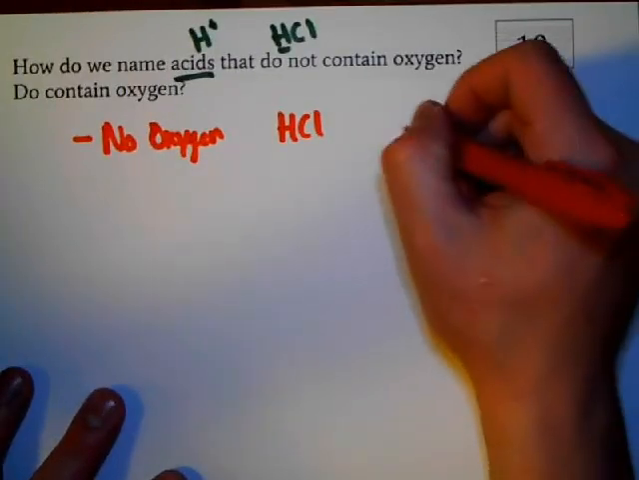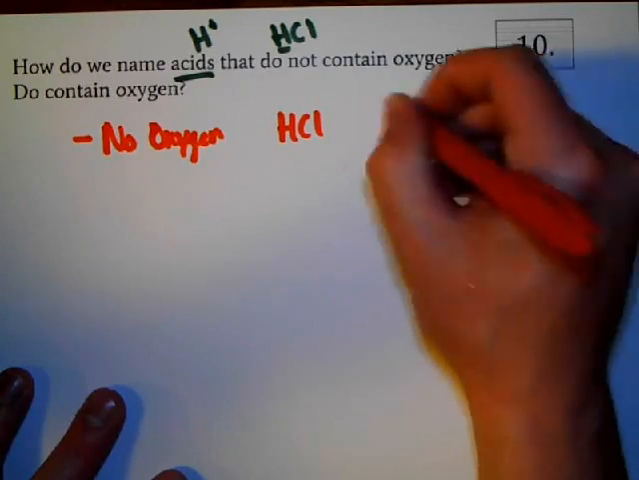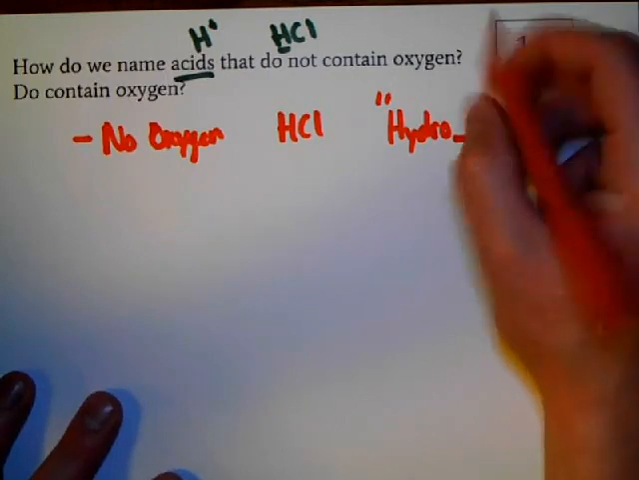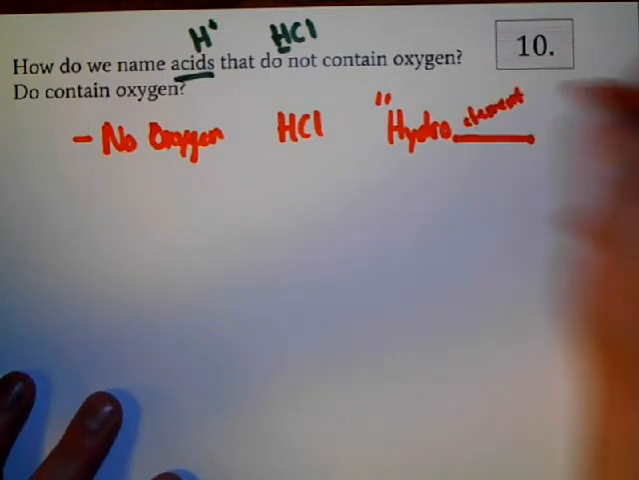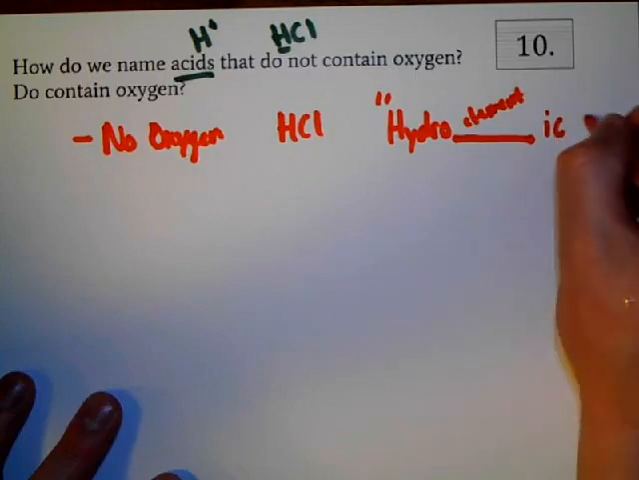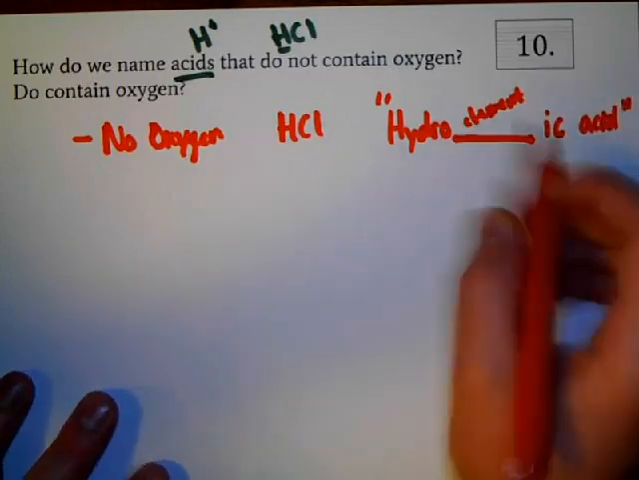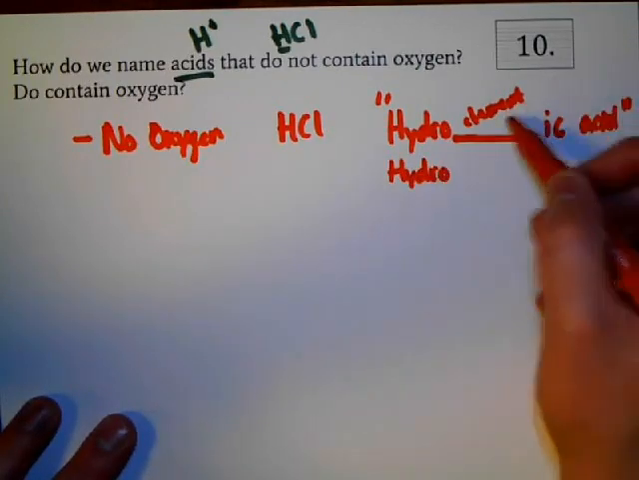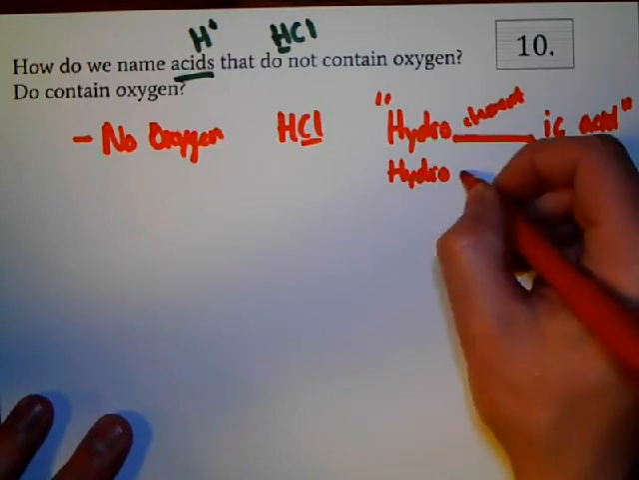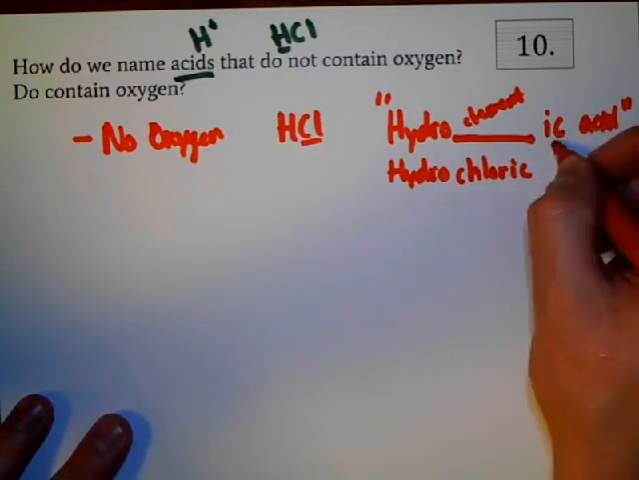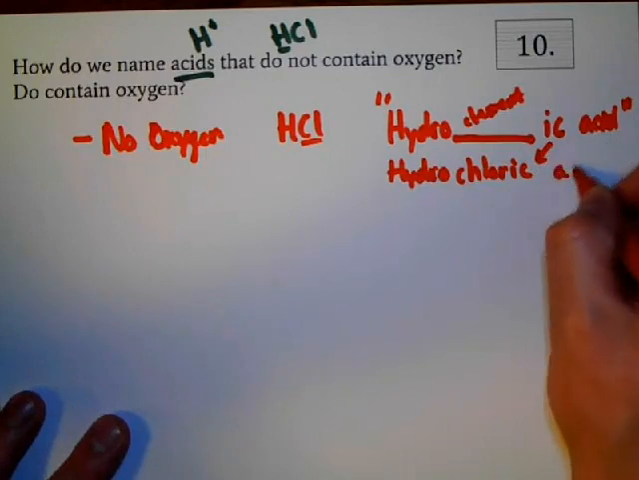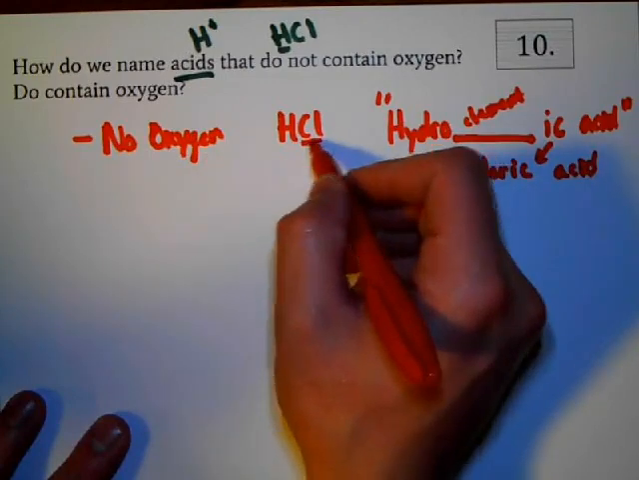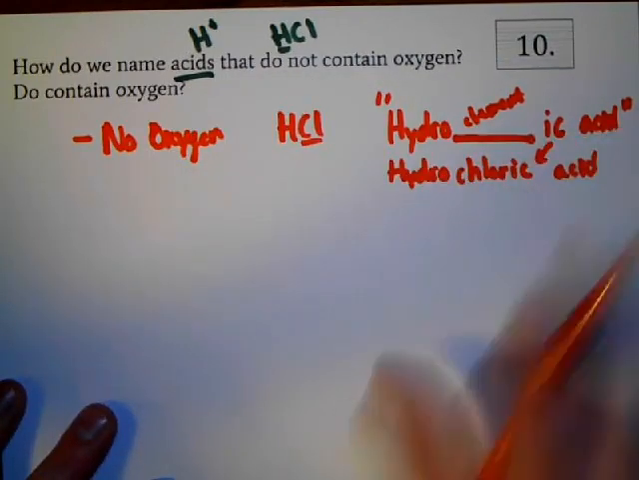What we're going to do is write the name "hydro" every single time. I'll put it in quotation marks so we see it. Hydro, blank, and you write the element here, and we add the ending IC, acid. So for HCl, what I would write is hydro, then I write the element that comes afterwards, chlorine, so I'd write chlor, add that IC at the end, acid. Hydrochloric acid. Again, this is if there's no oxygen in the formula at all. HCl, no oxygen, hydrochloric acid.